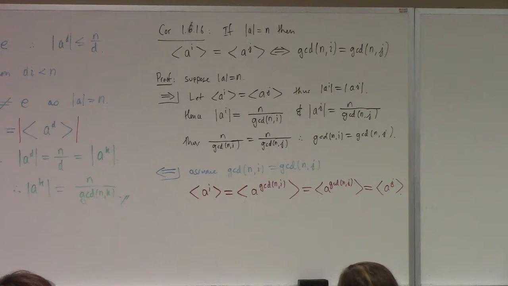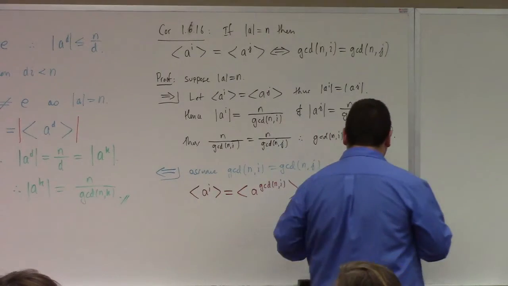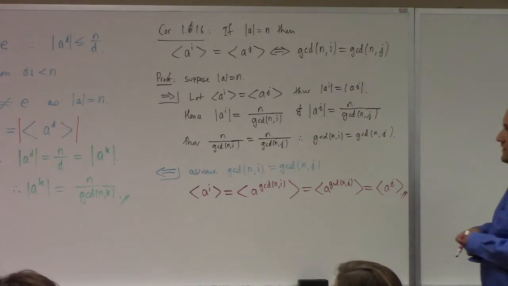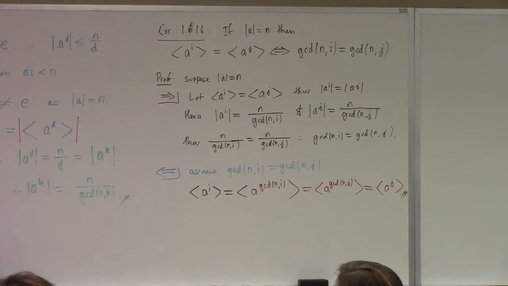Sorry about that. So just using the first part of the theorem that links the subgroup generated by a to the k to the subgroup generated by a to the greatest common divisor of n and k, where k is equal to i and j here respectively. So there's your corollary. This one was slightly harder to prove than some of the other ones we've done, but it's really not that bad. Really not that bad.